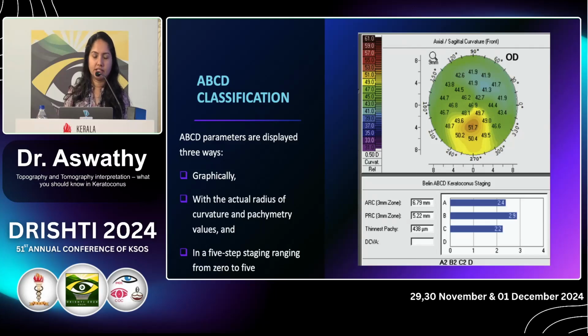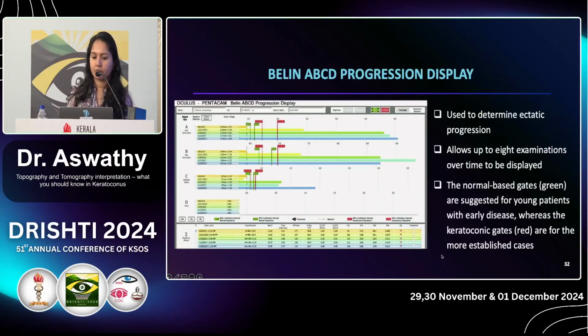ABCD classification is described already, and ABCD classification is also represented graphically in the map, and you can ascertain the staging of the keratoconus from this. And we also have a Belin ABCD progression display here, which is used to determine the ectatic progression, and up to 8 examinations over time can be displayed using this graph.